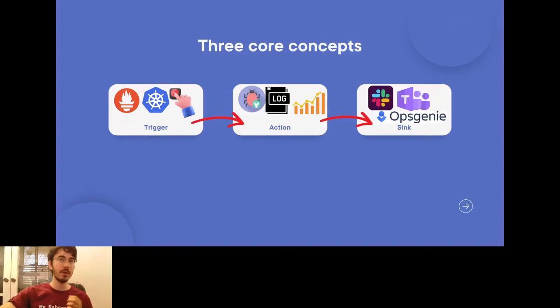For actions, we have something like 70 actions built in and you can add your own. But actions could be go and run a profiler, get a memory dump, fetch the logs for me, go fetch a graph from Grafana and send it to me. And there are many, many more actions.